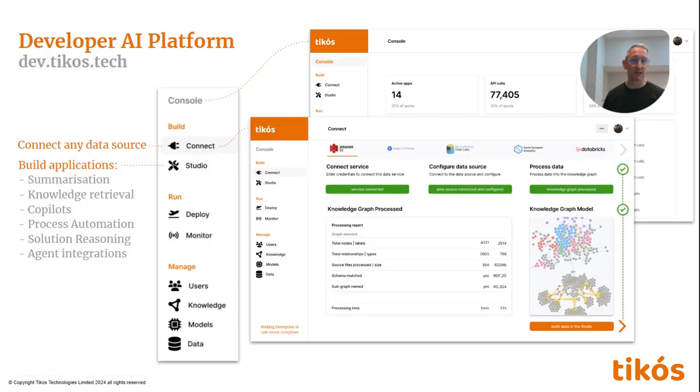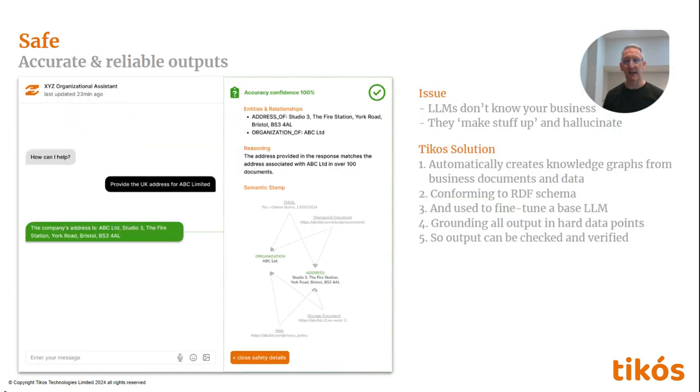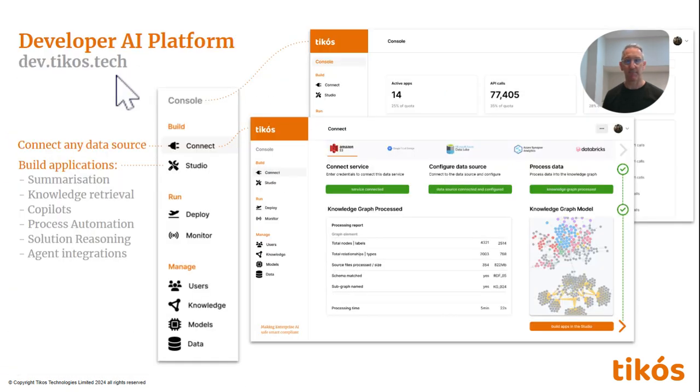So here's a couple of screenshots from the platform. In the platform, there are overview of metrics, number of apps that are in production, number of API calls in the current period, user management, that kind of thing, and then the actual functional parts of the platform itself, which is building systems, running systems, and then managing them.